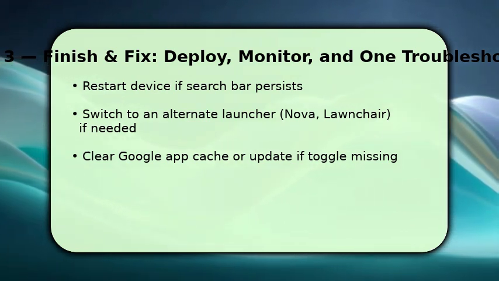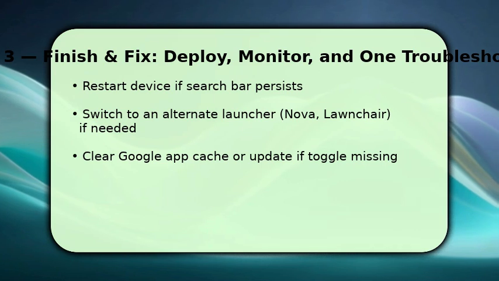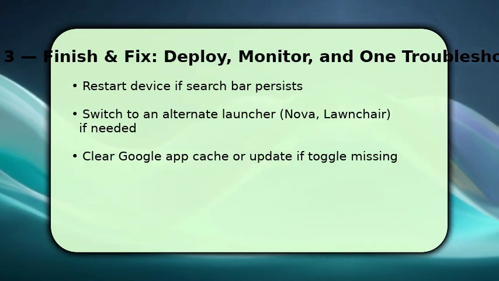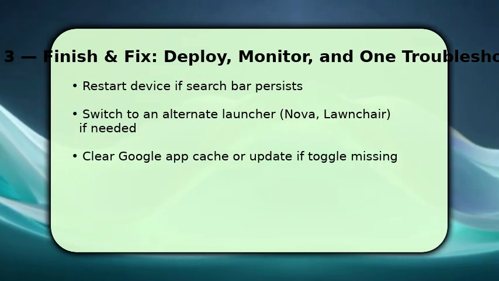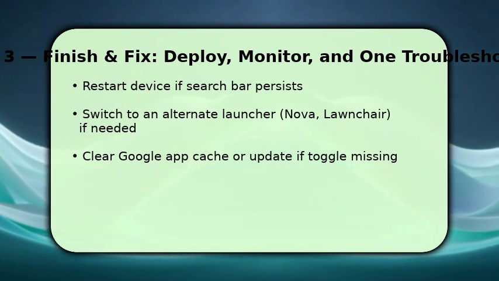As a last resort, install a different launcher and set it as default. That immediately removes the Pixel launcher search. If problems continue, make sure you haven't enabled any accessibility or widget lock that prevents removal.